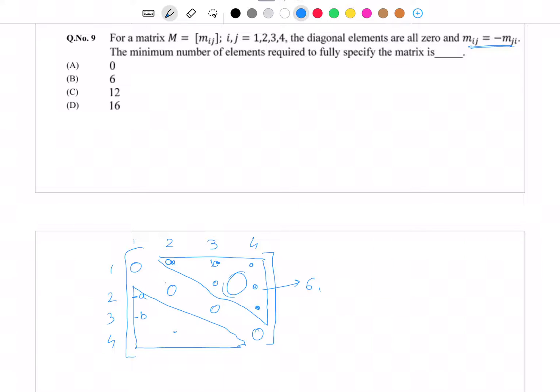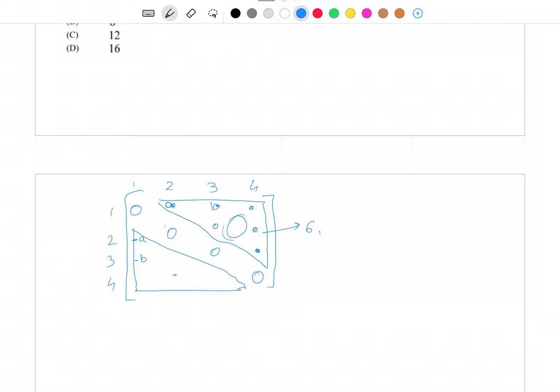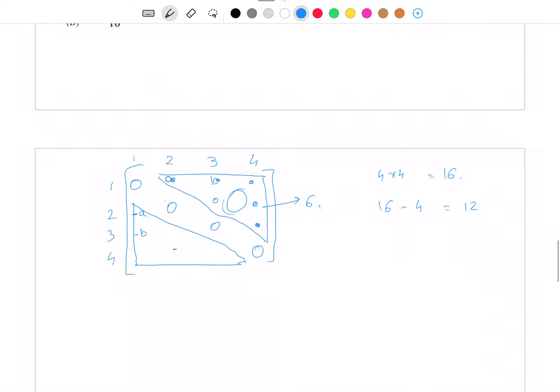There is a general formula to this. If there are 4 elements, how many elements are there in total? 4 into 4, 16 elements. From this 16, delete all the diagonals. There will be 4 diagonals, so that leaves us with 12. Among these 12, half would be symmetric. So the answer would be 12 by 2, which is 6.